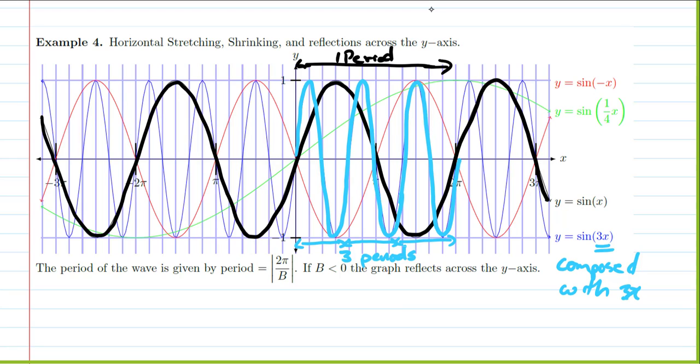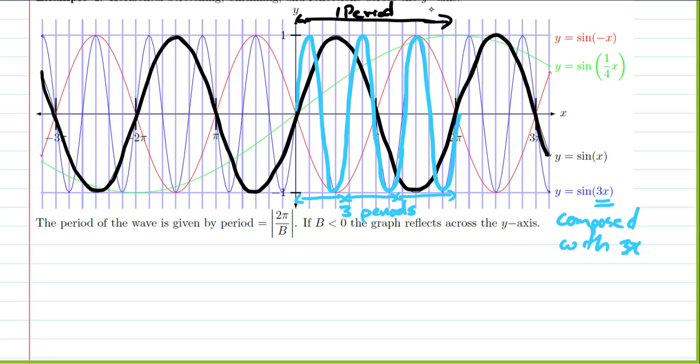So the composition is going to change the period of the wave. The period of our new wave is going to be 2 pi divided by b, where b is the coefficient on the inside. And if b is less than 0, it's going to reflect the graph across the y-axis instead of x. So the bigger the number is inside the trigonometric function, the faster the wave is going to move. Therefore, its period is going to get smaller. Remember, the period is how long it takes to go through one cycle and come back to where it started.